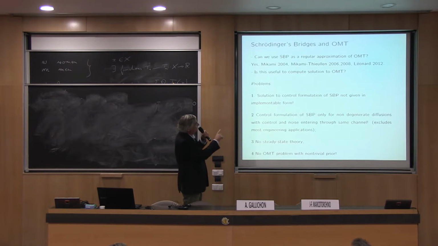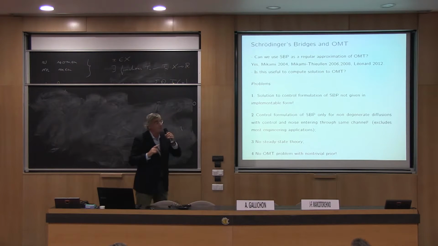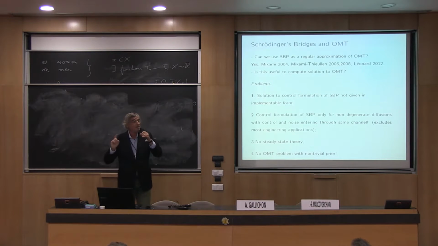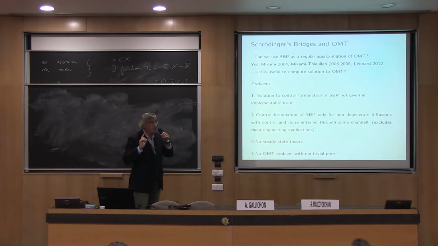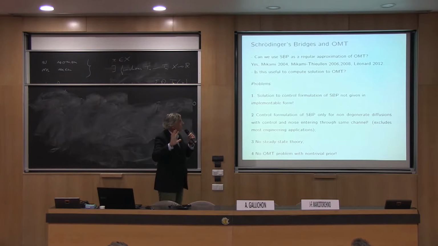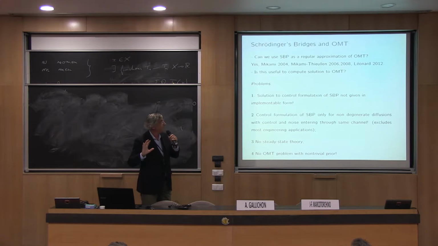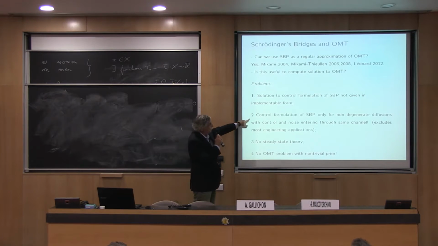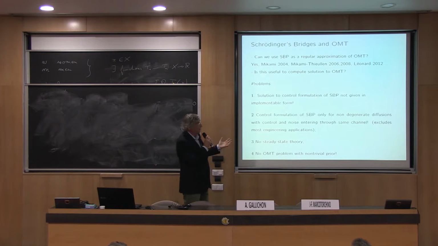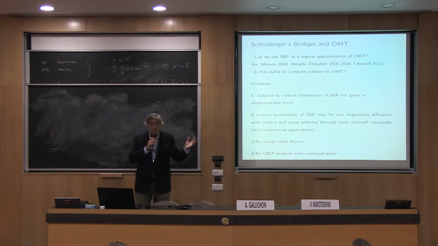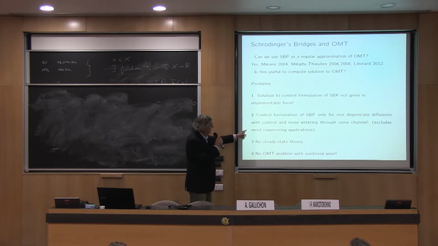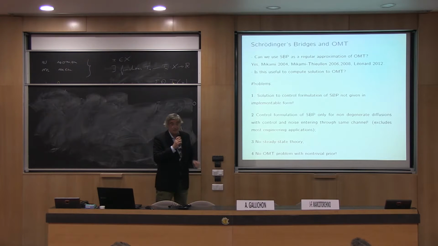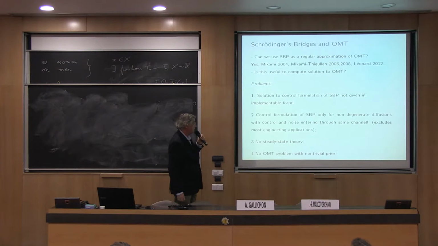The solution to the control formulation of the Schrödinger bridge problem is typically not given in an implementable form. Okay, existence and uniqueness for the Schrödinger bridge, excepting Fortet's paper, which is based on an iteration, is given in a non-algorithmic way, not a computable way. Then most of the theory, at least the theory that I know of the Schrödinger bridge problem, is for non-degenerate diffusion. Okay, but there are important applications. Think of the Ornstein-Uhlenbeck model where you have degenerate diffusions, and where noise and control enter through the same channel. Engineers are not happy with that. This excludes a lot of engineering models.